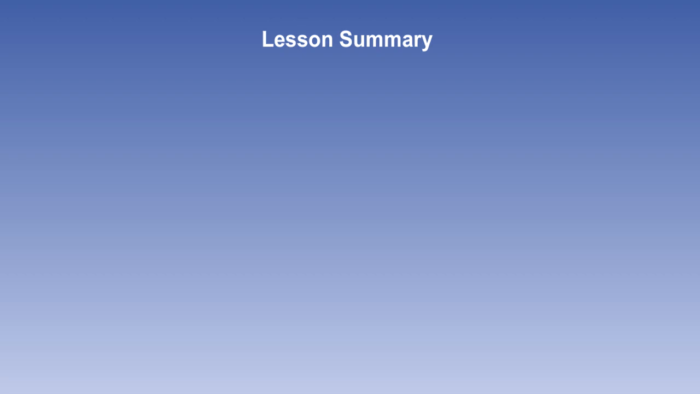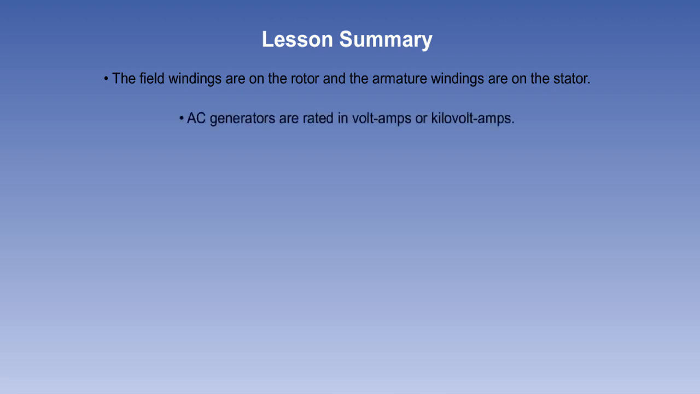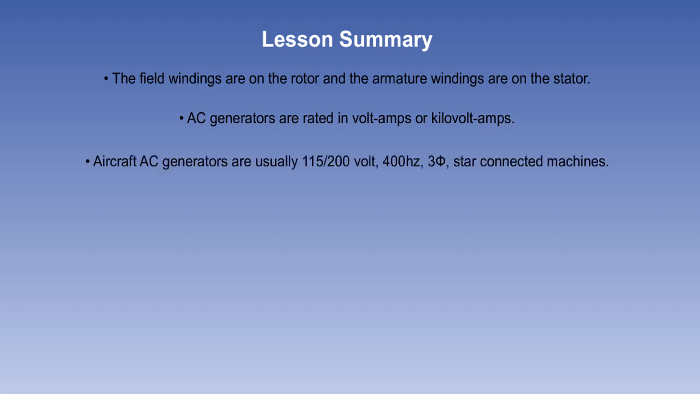That is the end of the lesson. Here are the main points that you should take from it. Most aircraft AC generators have their field windings on the rotor and their armature windings on the stator. AC generators are rated in voltamps or kilovoltamps. Aircraft AC generators are usually 115/200 volt, 400 Hz, three-phase star-connected machines.